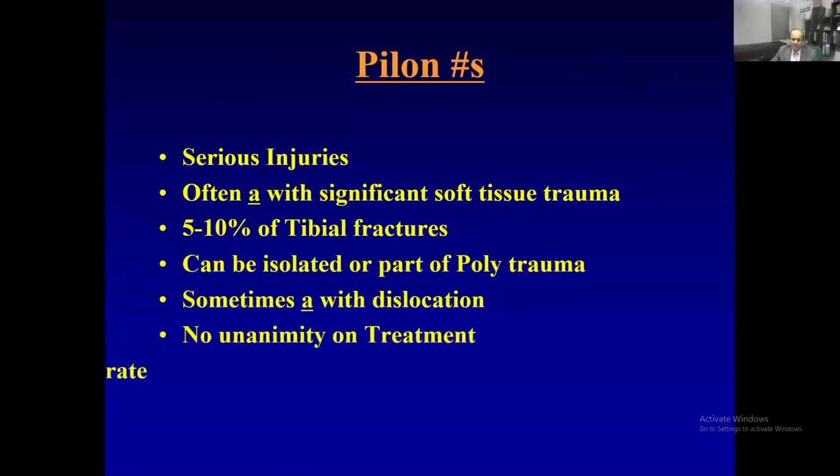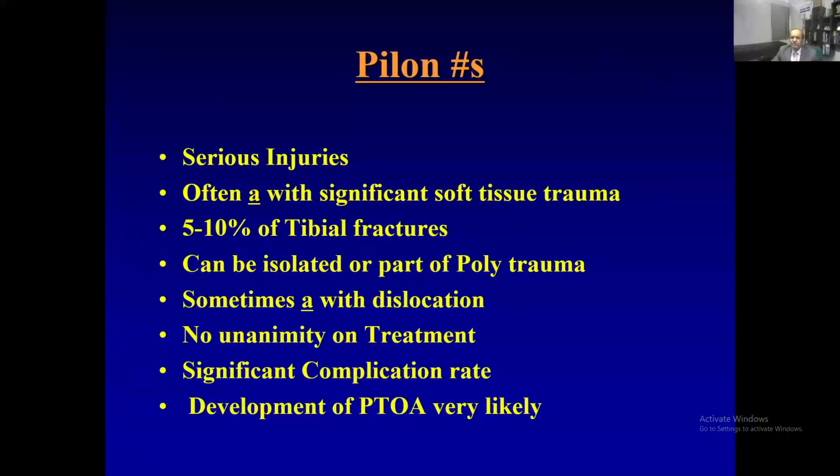So these are serious injuries. They are often associated with significant soft tissue trauma, which may be an open fracture or closed fracture, but soft tissue trauma is a component of the injury anyway, mostly. They form 5 to 10% of tibial fractures. It can be an isolated fracture or a part of polytrauma. Sometimes there is dislocation of the ankle as well, along with the pylon fracture.